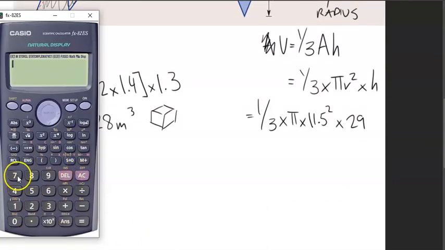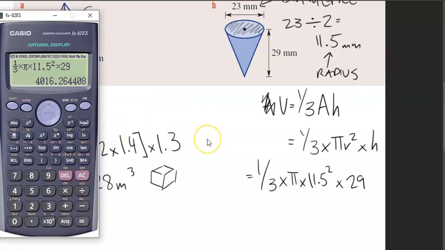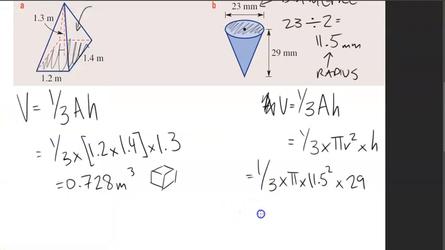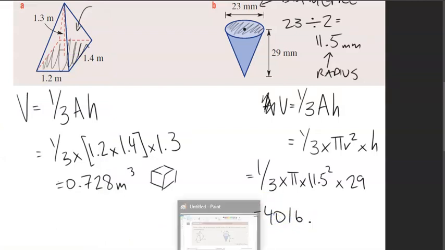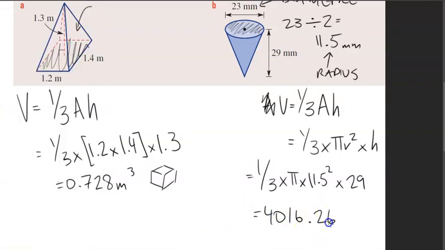Let's go ahead and put this into the calculator. 1/3 multiplied by pi, so shift times 10 to the x, times 11.5 squared multiplied by 29. That gives 4016.26. I just had to double check to make sure that was all correct. Yes, it is correct. So 4016.26 cubic millimeters.